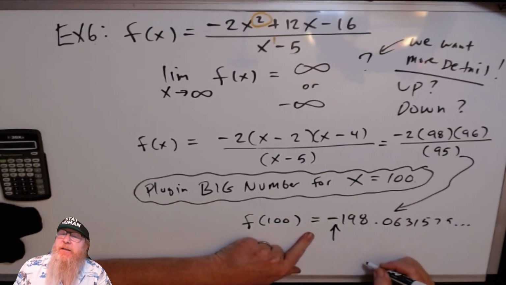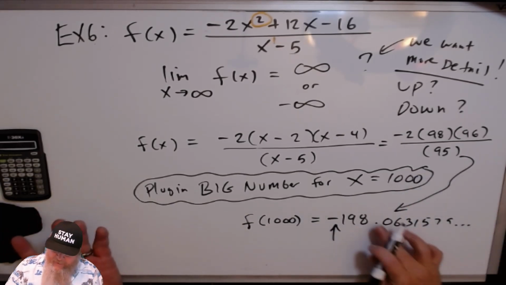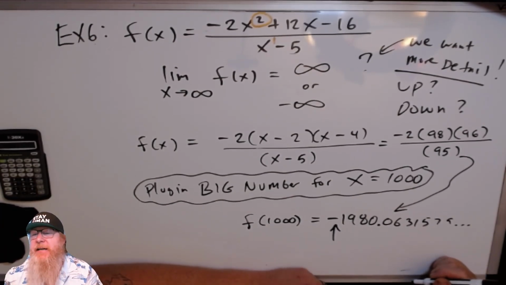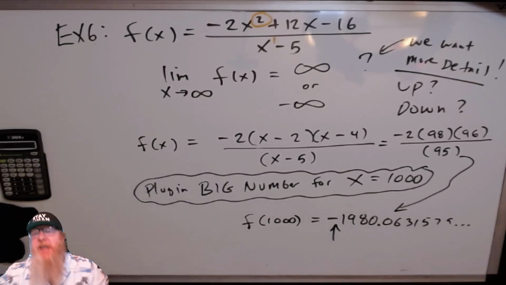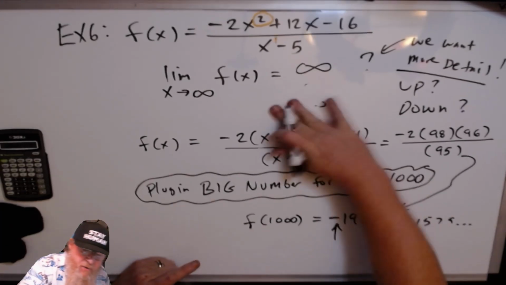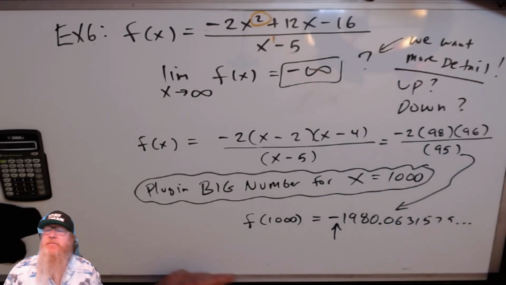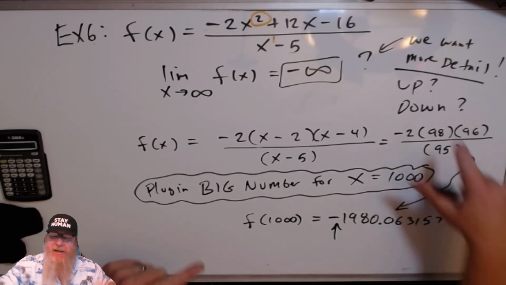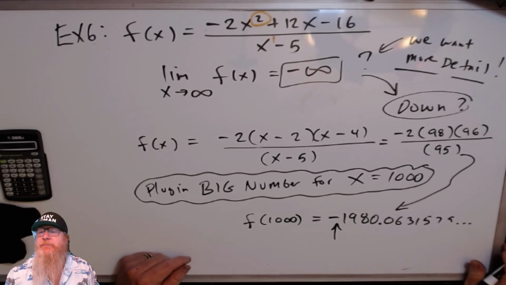So if I would have done 1,000, then this would probably be 1,980. I didn't do it, so don't believe me. But in other words, it's just another big, I'm using the word big in quotes, negative number. So I know that this limit is negative infinity. And again, technically it's DNE, but it tells me that it goes down. The arrow points down.